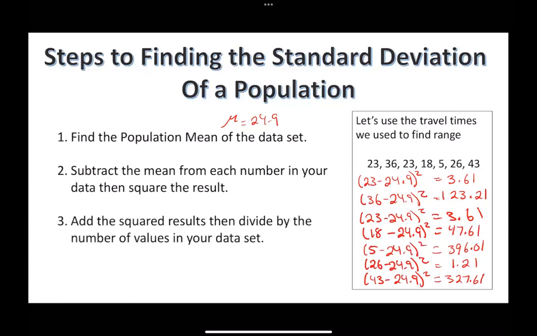Our next step, add all of these results together, then divide by the number of values in your data set. So I'm just going to add all of these values together.